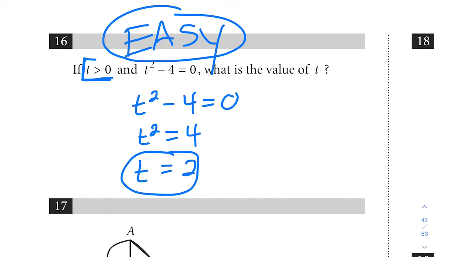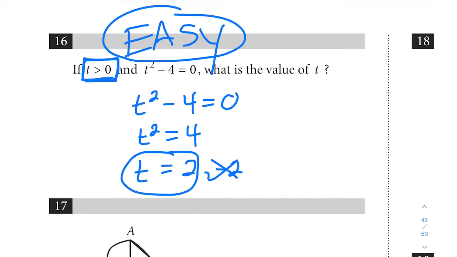Now the reason that they give this stipulation is because if we are being ultra careful and technical, when you take the square root of 4, t could be 2 or it could be negative 2. But for our purposes, we know that it can't be negative because they give us this restriction here. And since we're in the grid-ins, even if you wanted to grid in a negative number, there's not a way to do it.